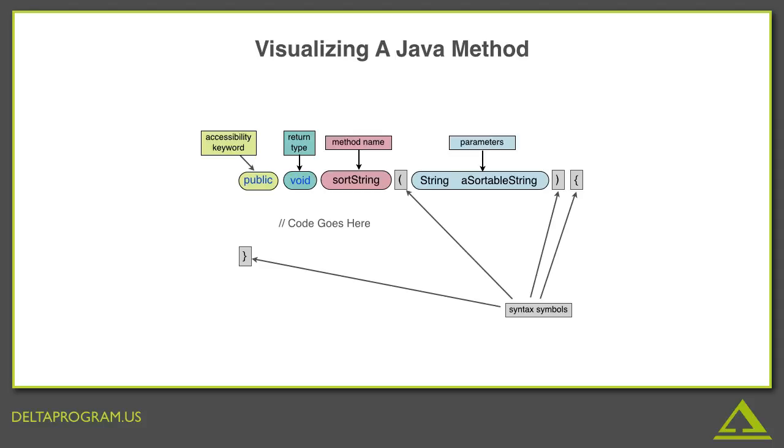Third, and most important, is the method name. If you want to reference this method anywhere else in your code, the method name defined here in the signature is what you have to call it.